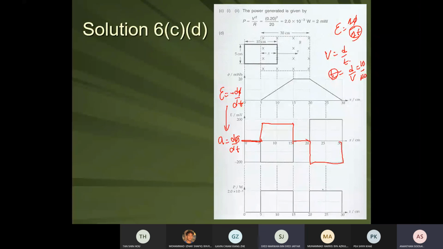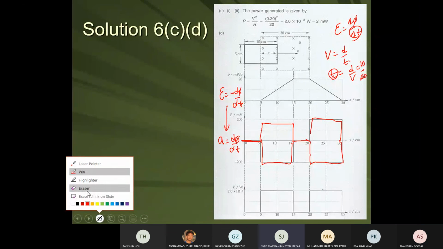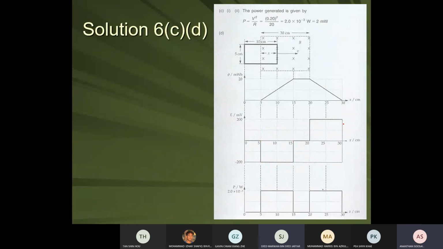But now consider the negative. Because EMF is negative, you reflect the graph in the x-axis. So the positive part becomes negative, and the negative square flips upwards. Your EMF graph will be like this. Do you understand flux to EMF? It is very common, you have to know it.